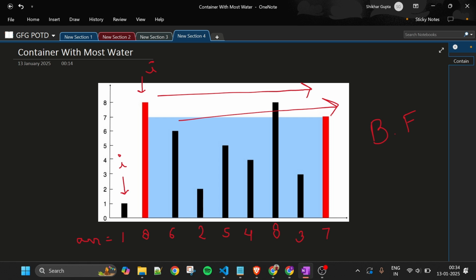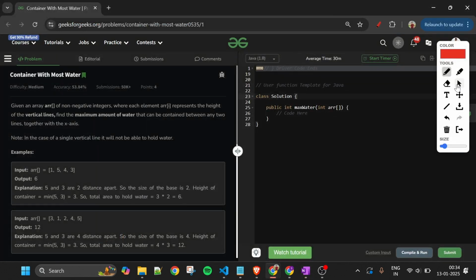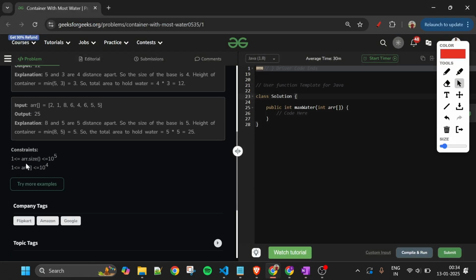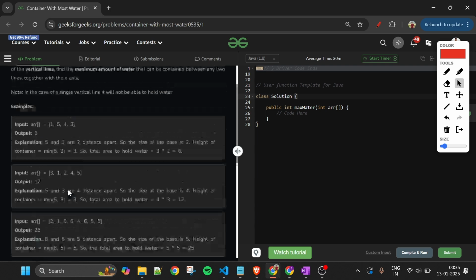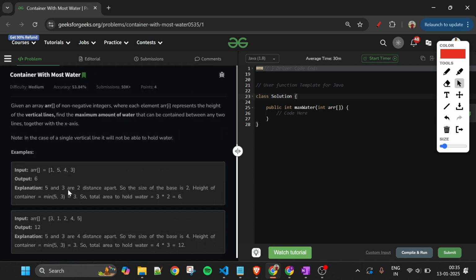In this way we can get our answer. But if I see the constraints here, they say the array size can be as large as 10 raised to the power 5, and our time complexity is n squared, which will be equal to 10 raised to the power 10, and I will get time limit exceeded. So how can we optimize our approach? How can we optimize our approach is a very, very good problem.